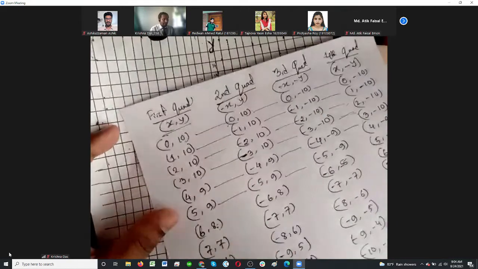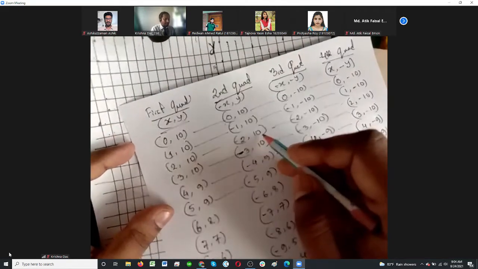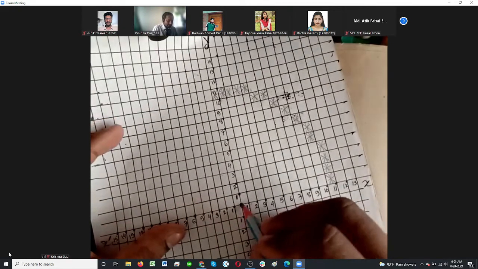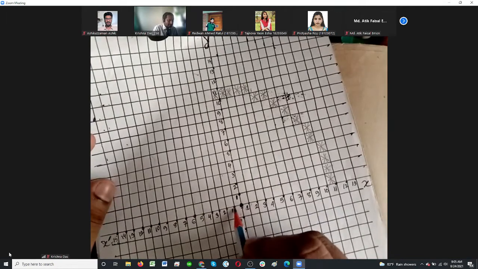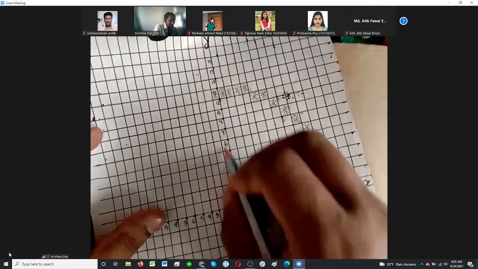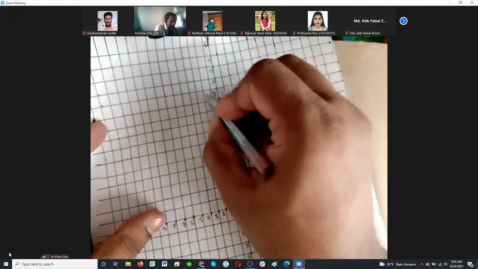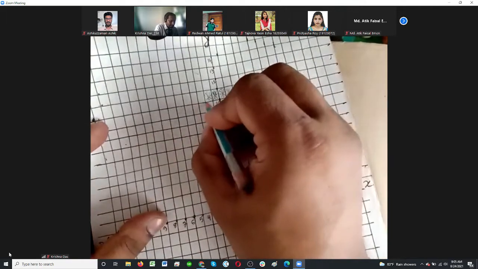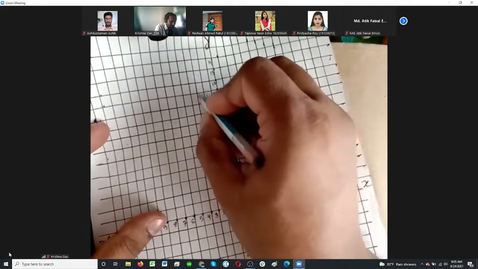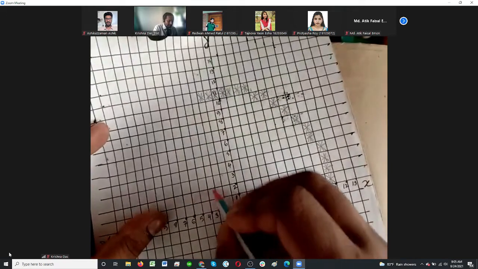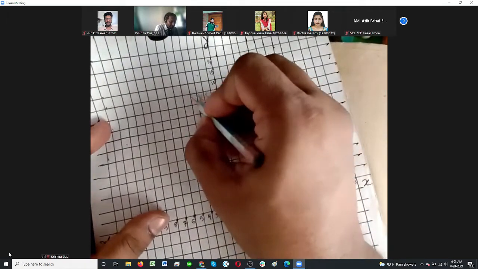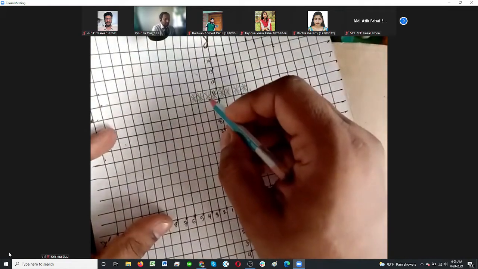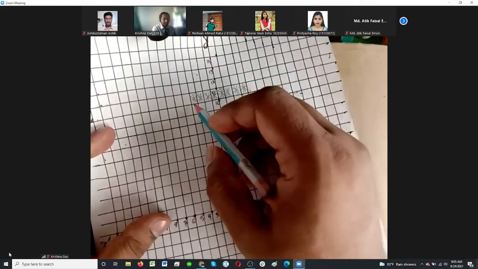Then we got minus 1, 10, minus 2, 10, minus 3, 10. Now how can it be? Minus 1 is, this is 0, so minus 1 is this one. Okay, so minus 1, 10, that means this point, that means this pixel. Minus 2, 10, that means this point, that means this pixel. Minus 3, 10, that means this one, that means this pixel. Okay, so 0, 10, 1, 10, minus 1, 10, minus 2, 10, minus 3, 10 that we have got.